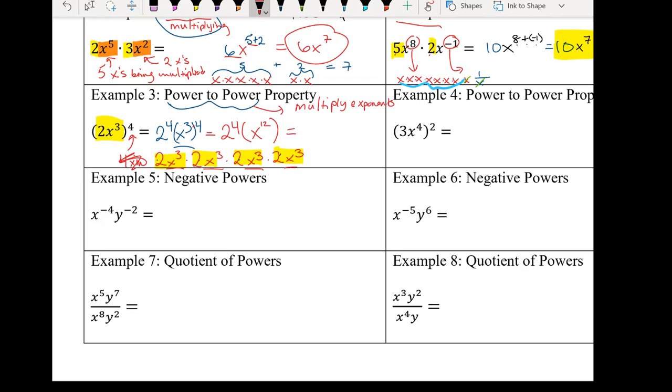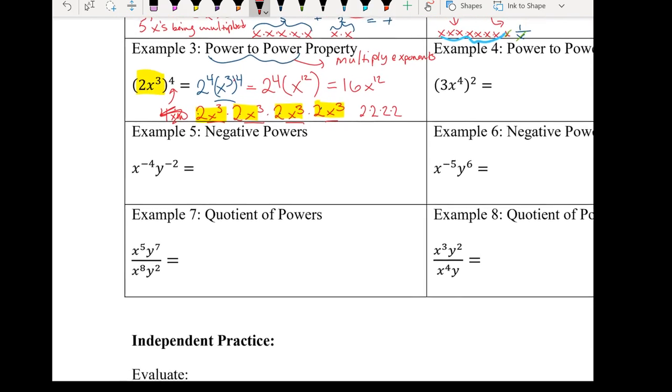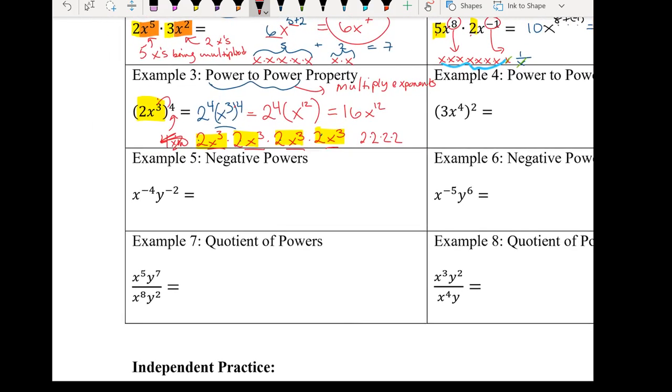Two to the 4th, 2 times 2 is 4, times 2 is 8, times 2 is 16. So this is going to be 16x to the 12th as our final answer. So here we have a power to a power, which means we take everything underneath it and raise it to the 4th power. So 2 to the 4th and then 3x to the 4th. We have two exponents, we multiply.